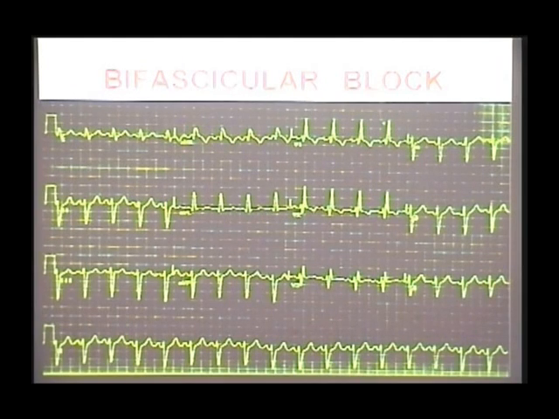What about L1? Terminal slurred negativity in L1. So what is it? First you are diagnosing a bundle branch block. What must you do once you diagnose a bundle branch block? Immediately go to the limb leads. What do you see in the limb leads? Whether there is a fascicular block.